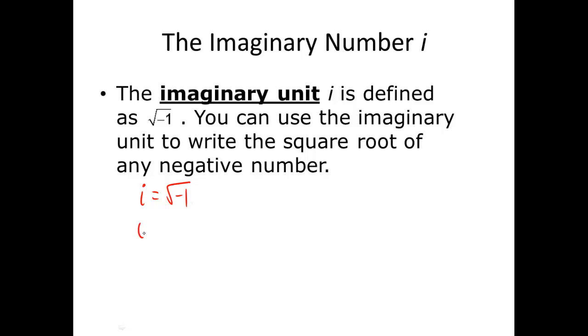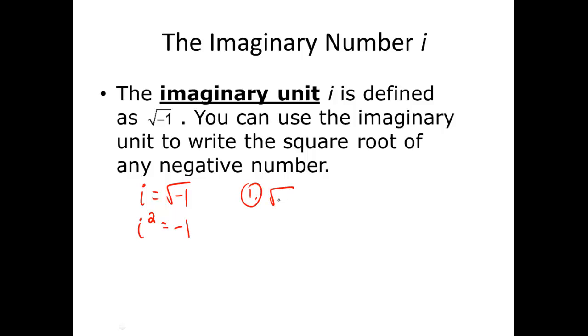Something else that's going to be important for us, i squared, if we square the square root of -1, we get -1. Okay, the square root goes away when you square something. If we're going to apply this to solve for our radicals, let's do a couple examples.